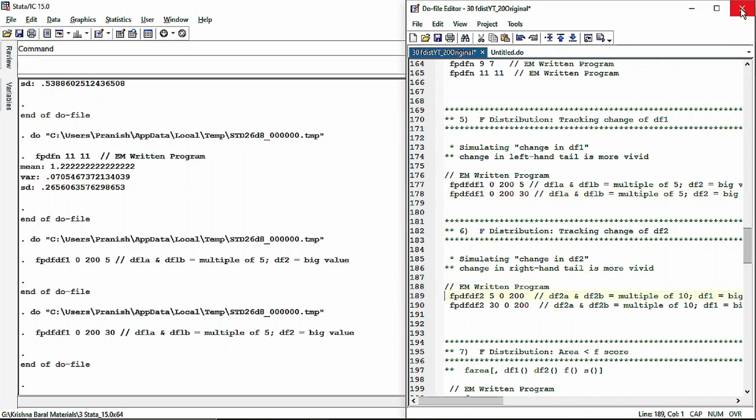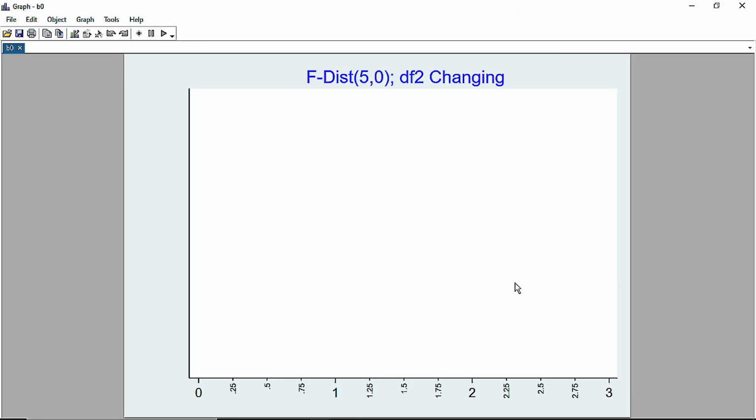Now let us see what happens if we increase the degrees of freedom 2 for the constant degrees of freedom 1, and here we are going to increase the degrees of freedom 2 from 0 to 200, increasing at the rate of 10, while degrees of freedom 1 is 5.